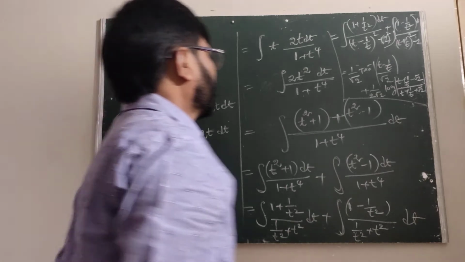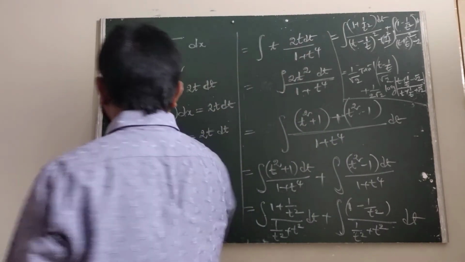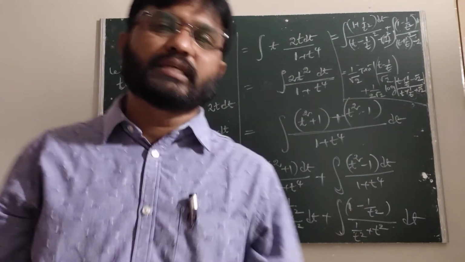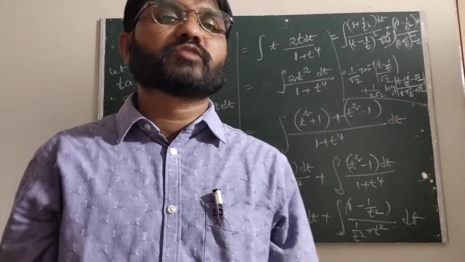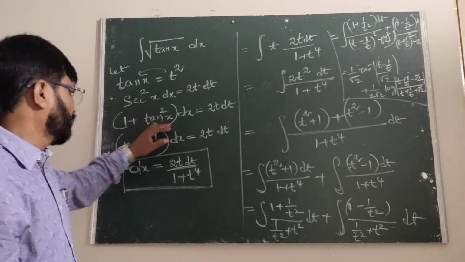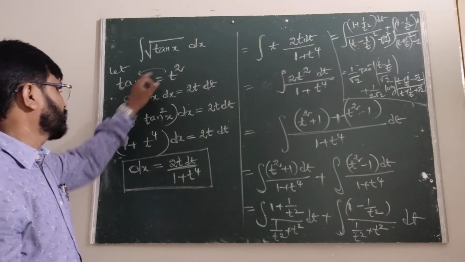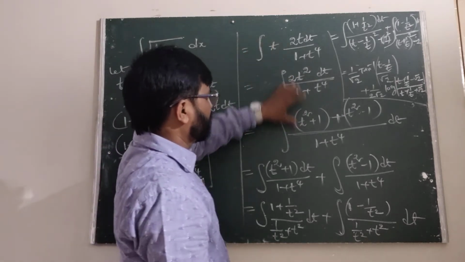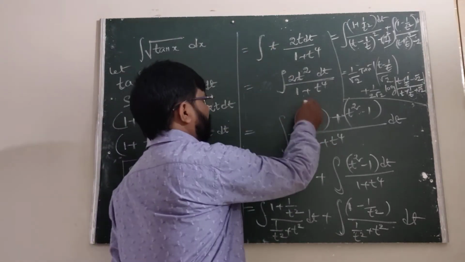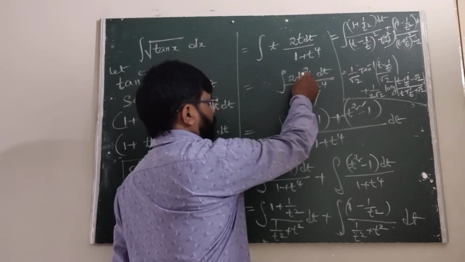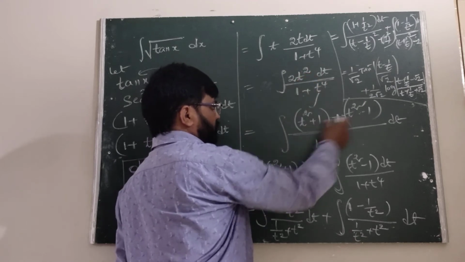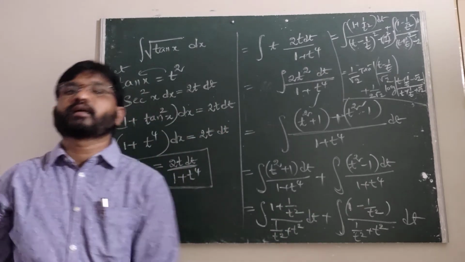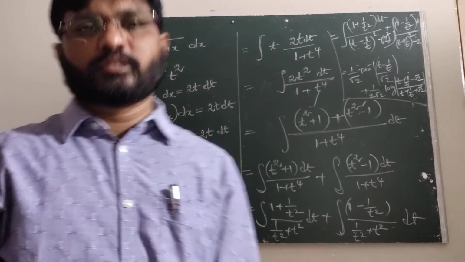This is the form. Therefore how to resolve this one? First of all, take tan x as t square. After that, the derivative of tan x is secant square x. Secant square x is 1 plus tan square x. Tan x is t, so tan square is t power 4. This is sent to the other side. We are getting this one. Then 2t square can be written as t square plus 1, t square minus 1. After separation we divide the numerator and the denominator by t square.